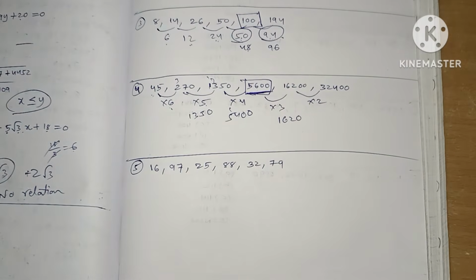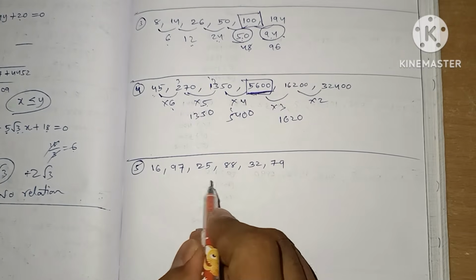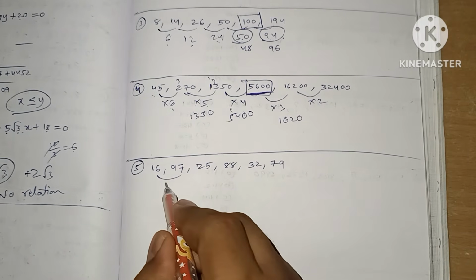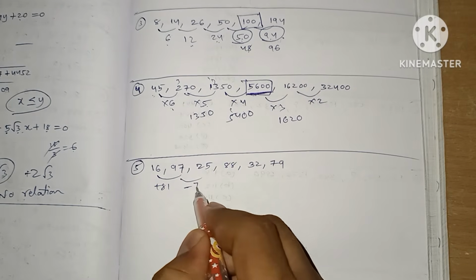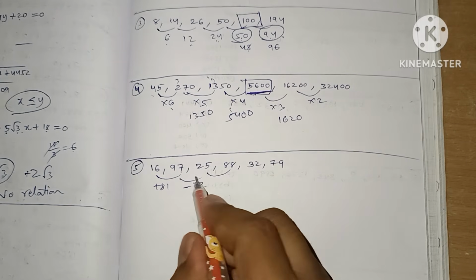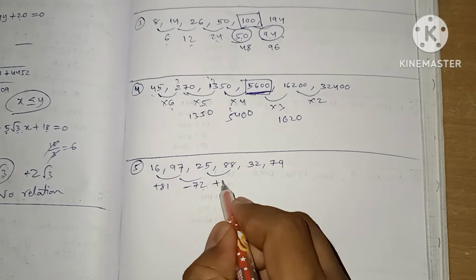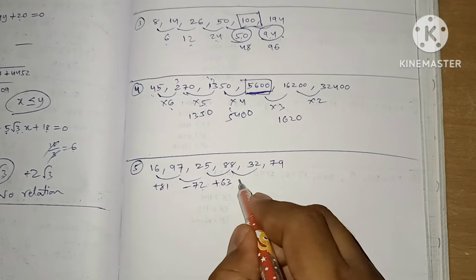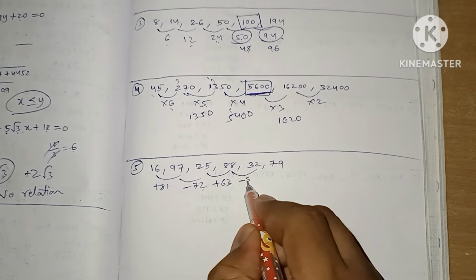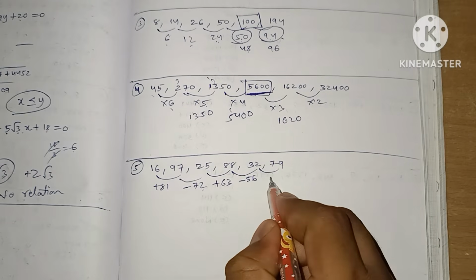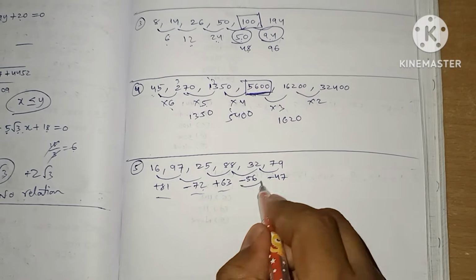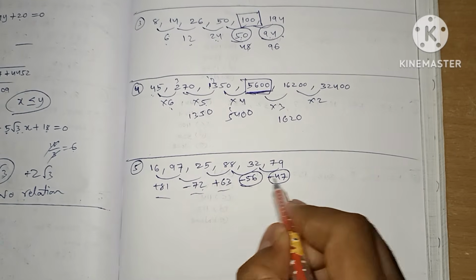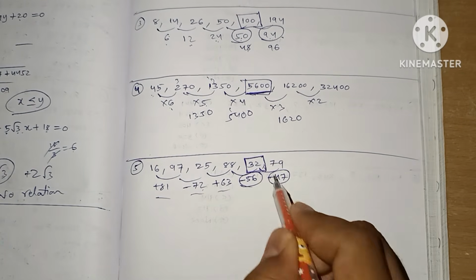Next, fifth question. Here in this case, we see the differences. Here the difference is plus 81. Here the difference is minus 72. These are 9 factors. Let's see this one. Here the difference is plus 63. Here the difference is minus 56. Here the difference is minus 47. These are 9 factors. So these are not the 9 factors. So in between these two, this is our wrong number.